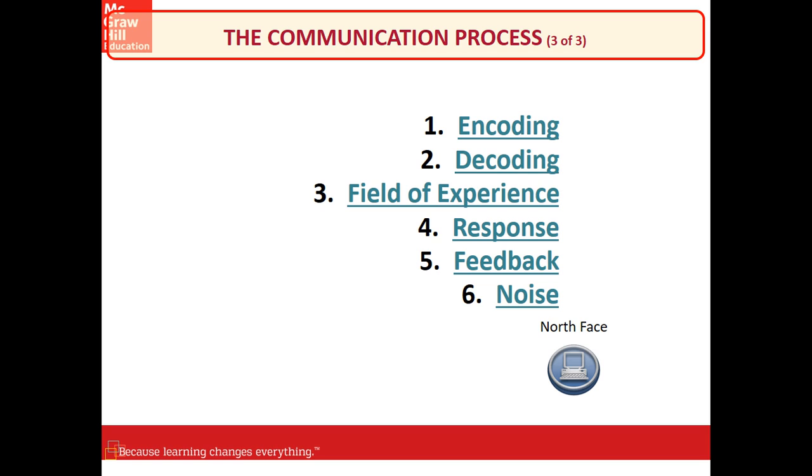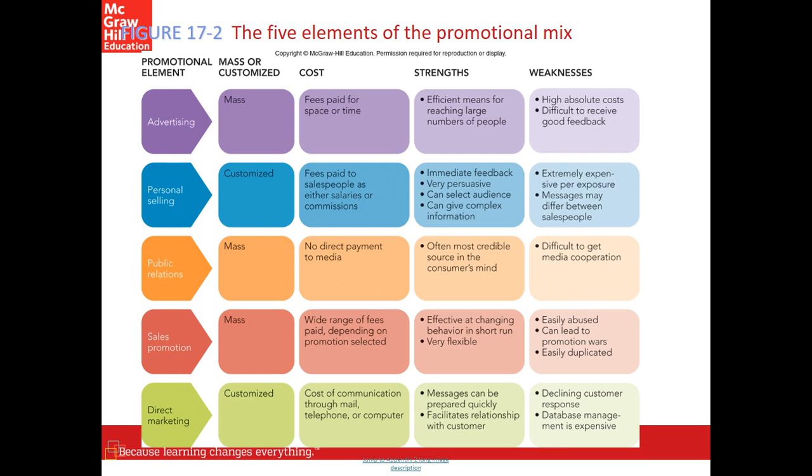And also, what is encoding? What is decoding? What is the field of experience? Response, feedback, and noise. Understand those terms. And also, you need to understand the 5 elements of the promotional mix: advertising, personal selling, PR, sales promotion, and direct marketing. And you need to understand whether they're mass market oriented or customized, the cost, the strengths of each, and the weaknesses of each. This chart is a good summary of all the different aspects.